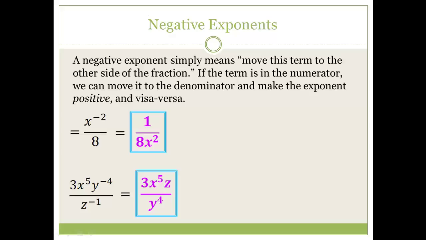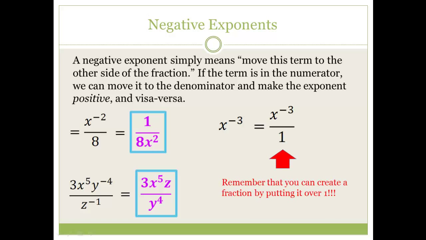Sometimes we won't have a fraction, like with this term, x to the negative third power. Remember that you can create a fraction by putting it over 1. We then have x to the negative third power, which then becomes 1 over x to the third power.